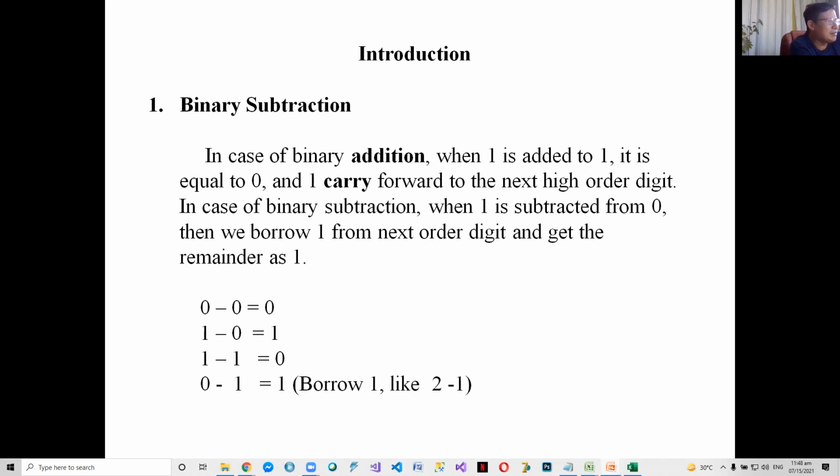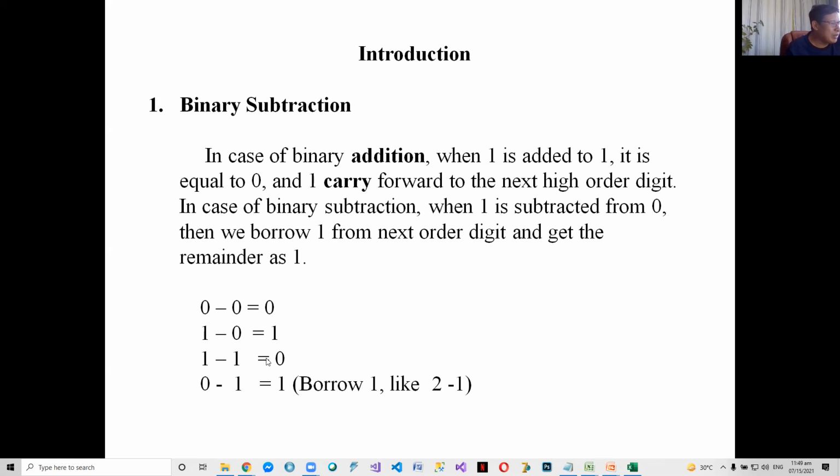So, this is binary subtraction. When you do binary addition, madali lang, no? 0 plus 0 is 0. 1 plus 0 is 1. 0 plus 1 is 1. The only unique part is 1 plus 1 is 0 carry 1. Right? So which means 1 plus 1 is 1, 0, right? Di ba? 1, 0 in binary.